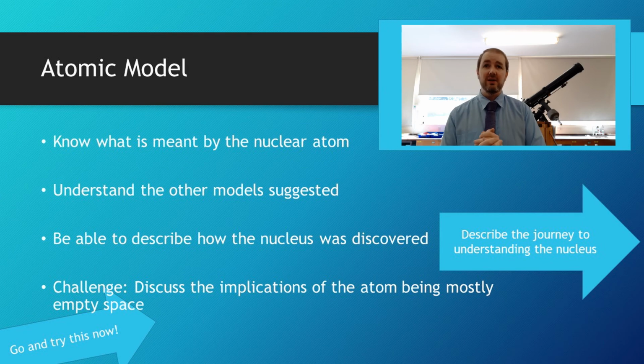So, there you have it. You should now know what is meant by the nuclear atom and understand that there were a lot of other models suggested for an atom. You should also be able to describe how the nucleus was actually discovered, as we had the Rutherford experiment by firing alpha particles towards our nuclei and then seeing what came out of it. So what you need to do now is make sure you can describe the journey to understanding the nucleus and say how the Rutherford experiment took place, and then the challenge is to discuss the implication of the atom being mostly empty space.